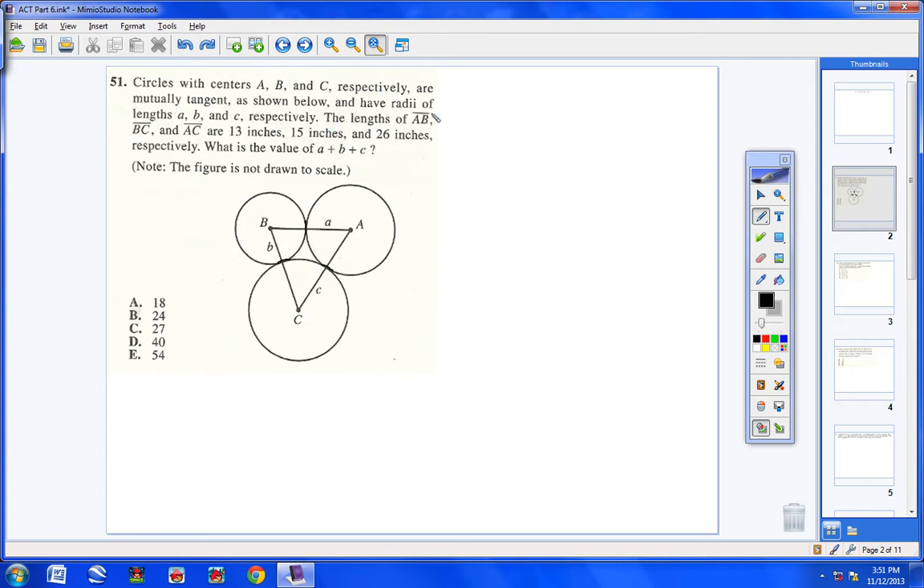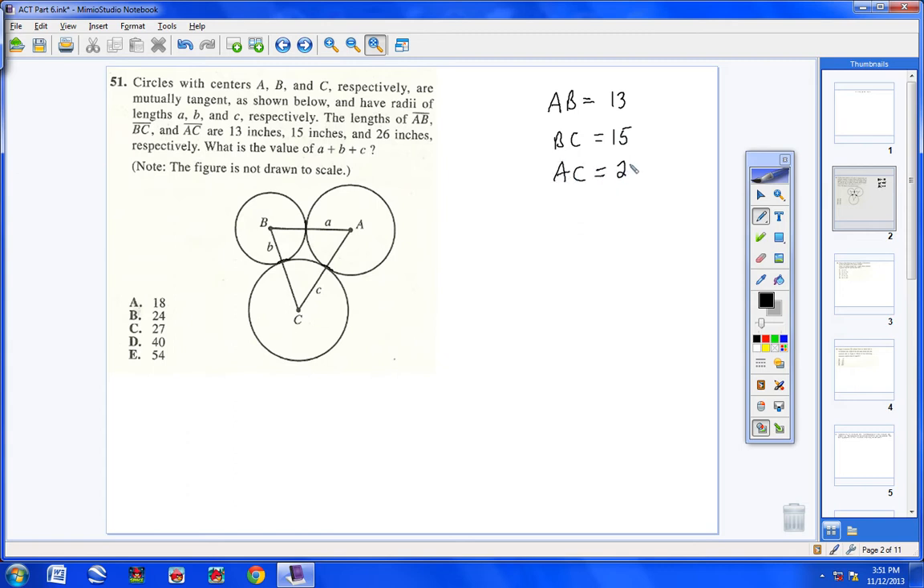And they have radii, which is plural for radius, of lengths A, B, and C respectively. The lengths of AB, BC, and AC are 13 inches, 15 inches, and 26 inches respectively. I think we should pause and write that off to the side so we can get a little order here. AB equals 13, BC equals 15, and AC equals 26.